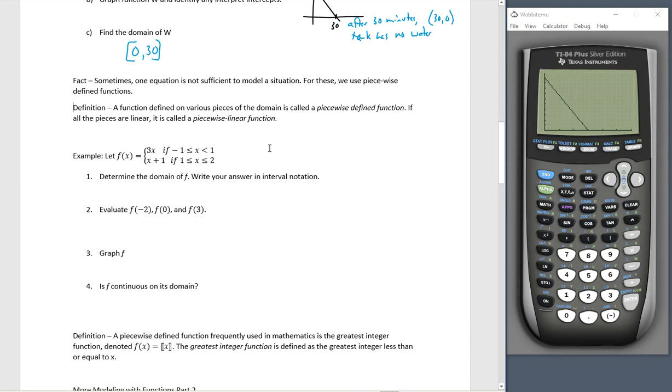Let f of x be 3x if negative 1 is less than or equal to x is less than 1, and it could be x plus 1 if 1 is less than or equal to x is less than or equal to 2. Now, it looks like to me that this particular function starts at negative 1. Let's determine the domain. Write your answer in interval notation.